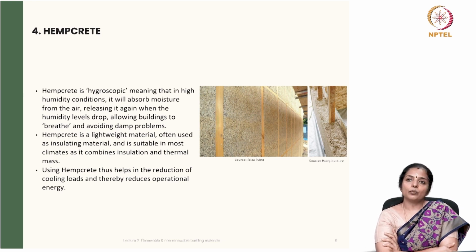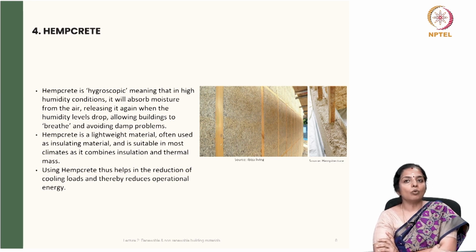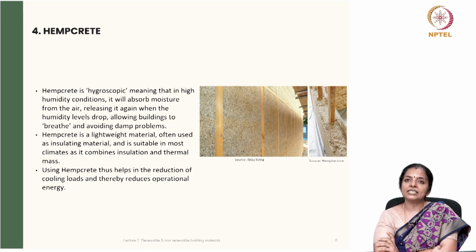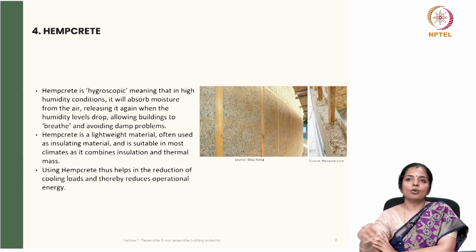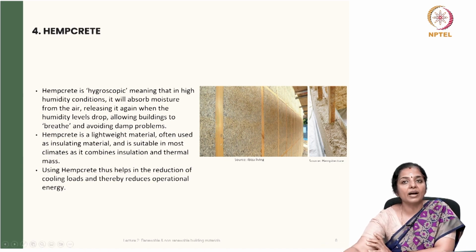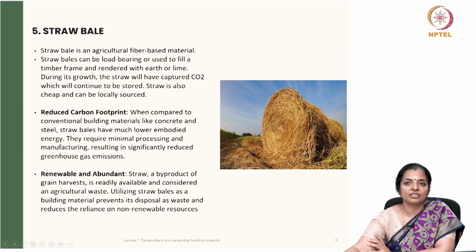Hempcrete is a lightweight material often used as insulating material and is suitable in most climates as it combines insulation and thermal mass. Using hempcrete thus helps in the reduction of cooling loads and thereby reduces operational energy.